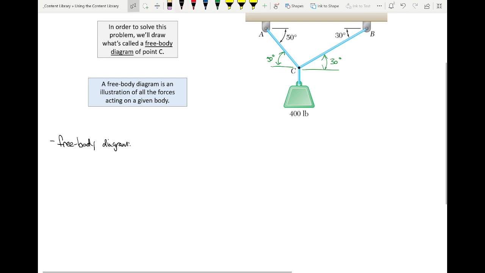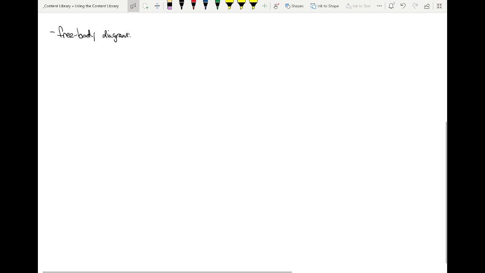Okay, so if I look at point C, let's say that's point C. I've got three forces essentially going through point C. I have a force going like that, and a force going like that. Let's name these: the tension in cable AC and the tension in cable AB.